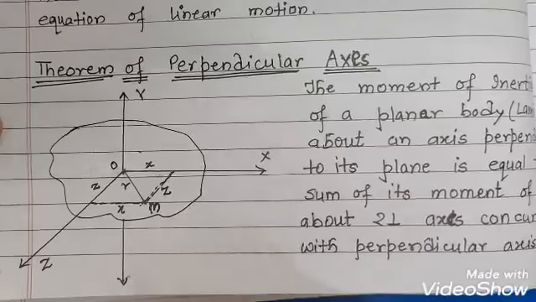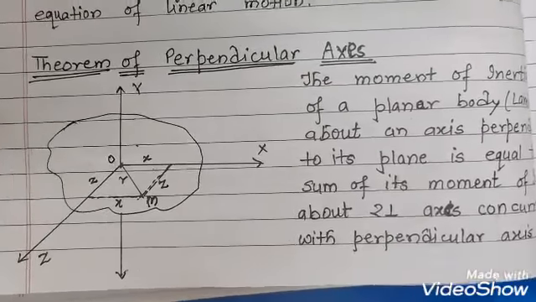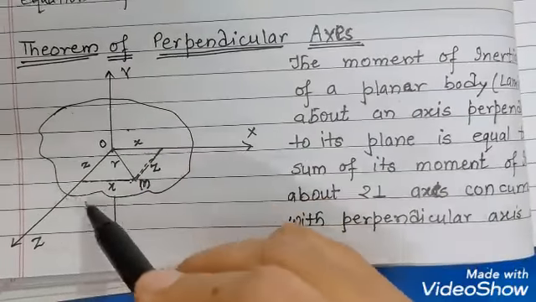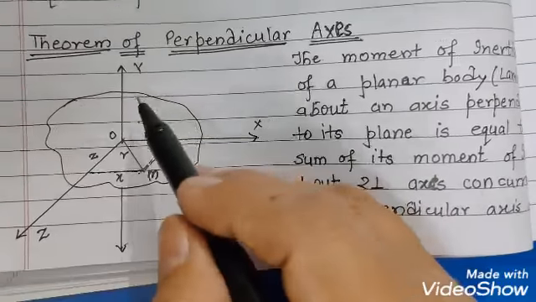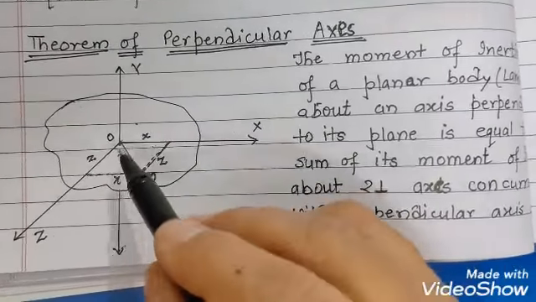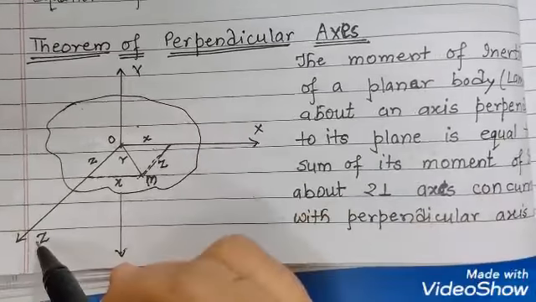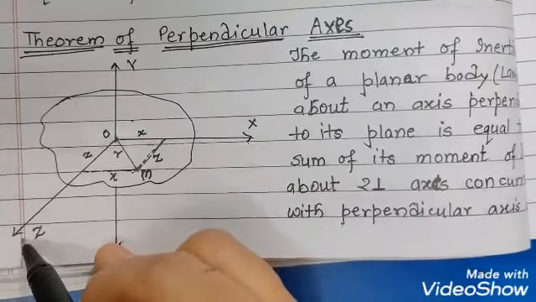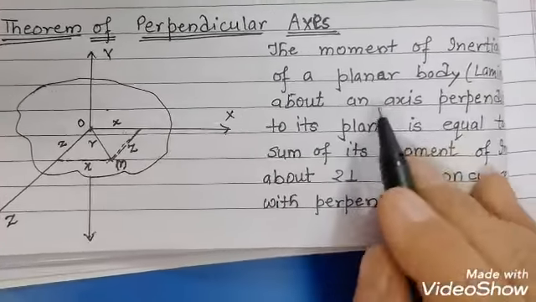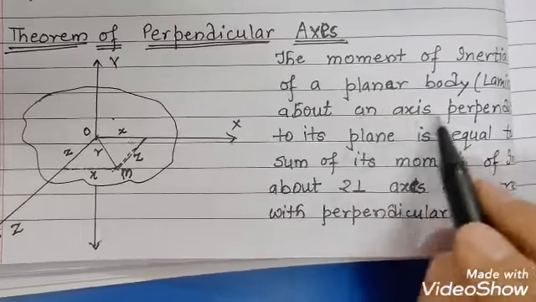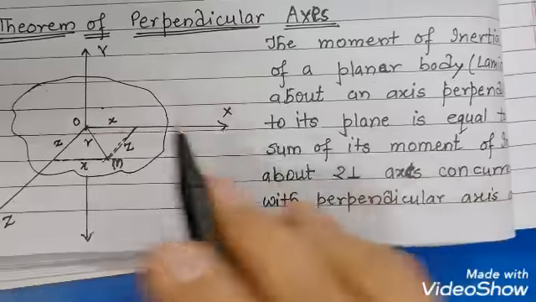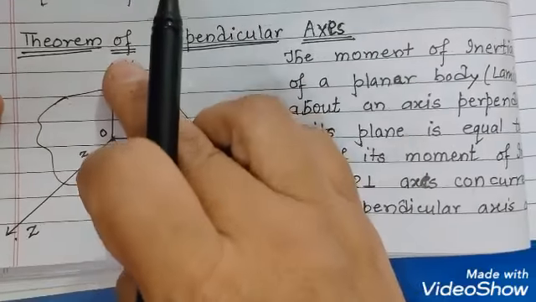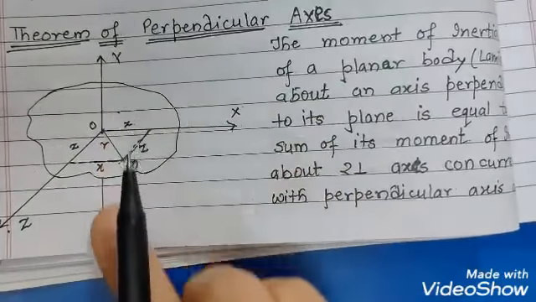The statement is very complicated, but when I explain it to you, you can understand it well. According to the statement, the moment of inertia of a planar body, that means we are taking the moment of inertia of this body, which is a two-dimensional body in the x and z plane. Now the further statement is about an axis perpendicular to its plane. Because the plane is xz, the axis perpendicular to this plane is the y-axis.